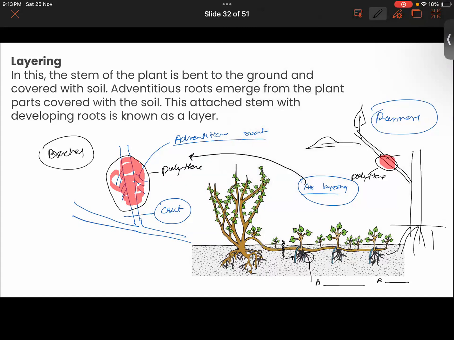After some time, what will happen? Roots will start to develop from it, and then I will cut it from here and regrow it. I will be replanting it. So that is called air layering, right? That is what air layering means. While I was doing it in this manner, I was twisting the branch of a plant, forcefully doing the layering. So that was the case of simple layering. Hope it is clear to all of you.